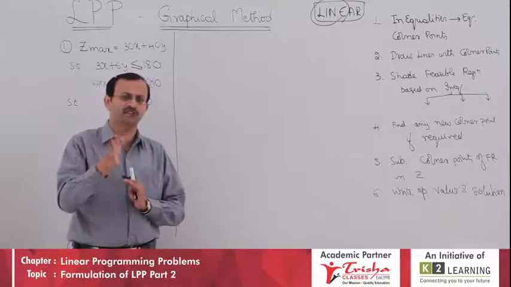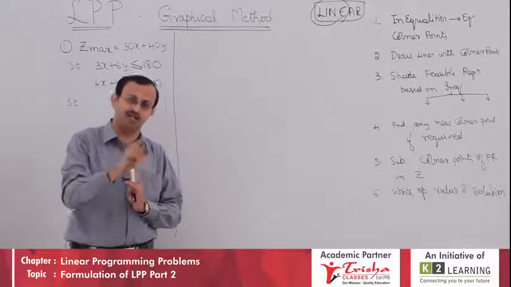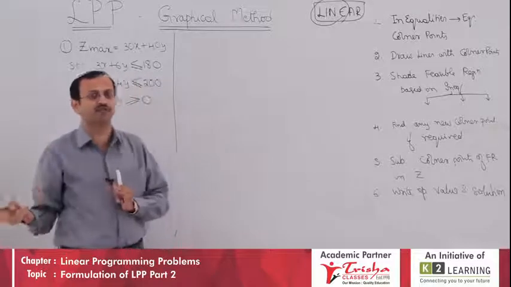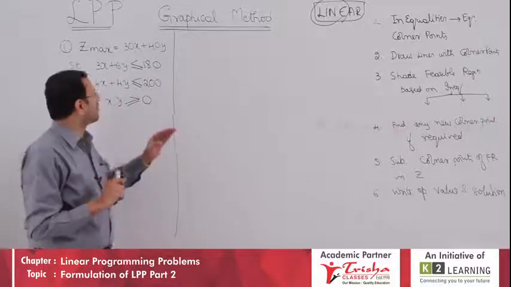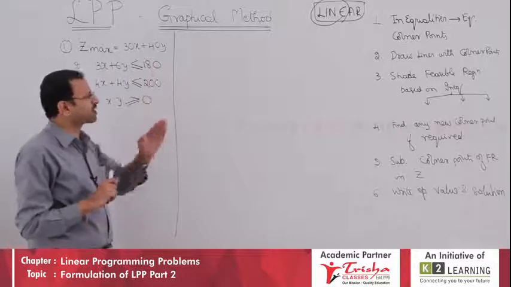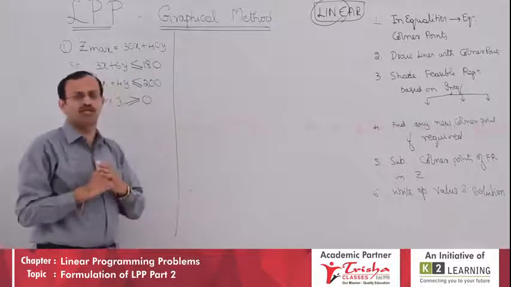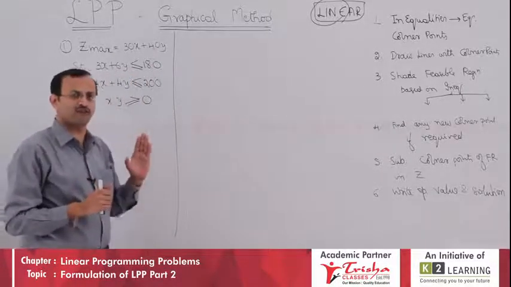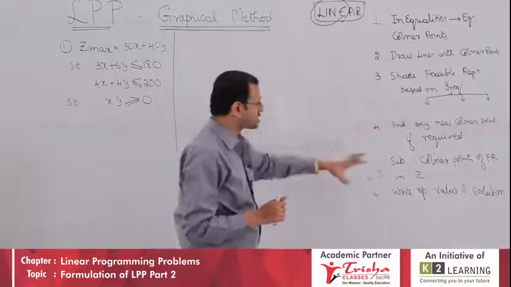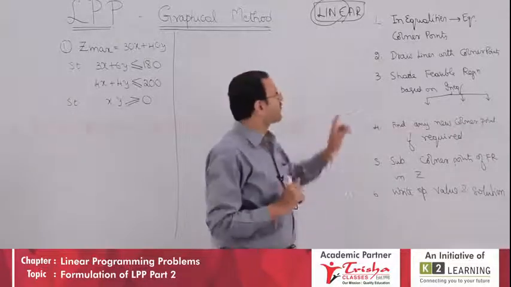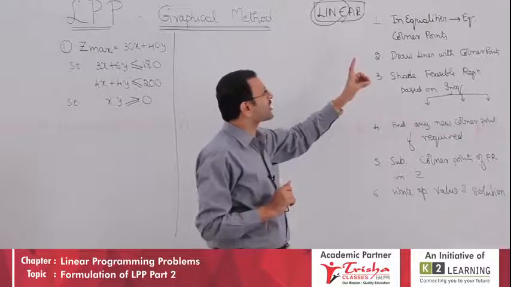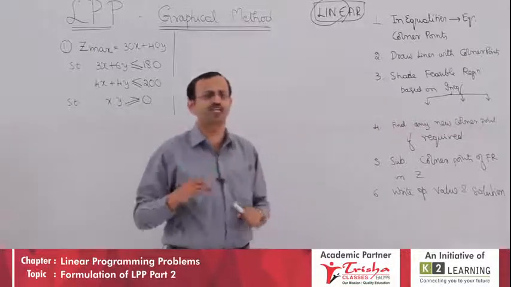In your syllabus, only the graphical method is explained, whether it is maths or the subject stats. Now, when we say graphical method, how exactly do you go about it? For the graphical method of LPP, I have considered 6 steps which you have to remember. First step, write inequalities as equalities. Students, all of you write.